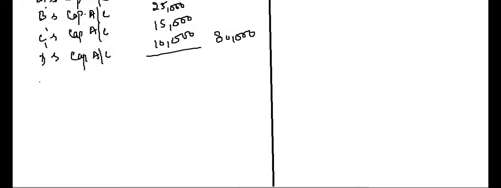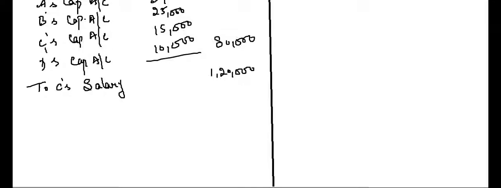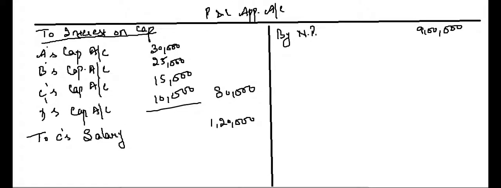Then we will pay salary to C. To C's salary. How much is the salary? 10,000 per month. That means for the whole year it will be 1,20,000. Clear? Now it is the turn for distribution of profits. Now see, out of 9 lakh, 80,000 is the interest on capital and 1,20,000 is C's salary. So how much profits are we left with? 7 lakh. 7 lakh profits we have to distribute.